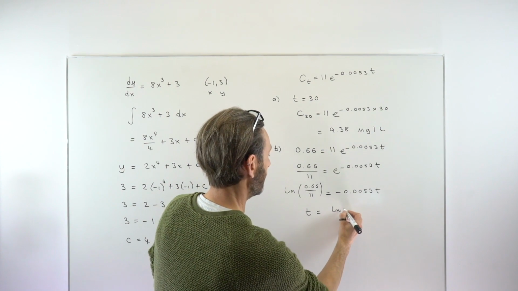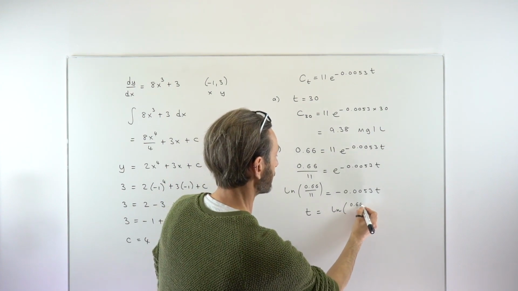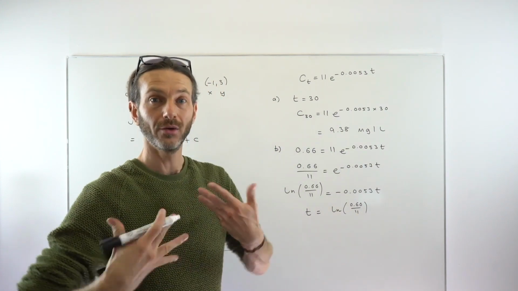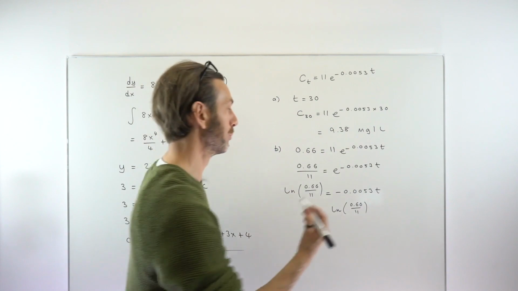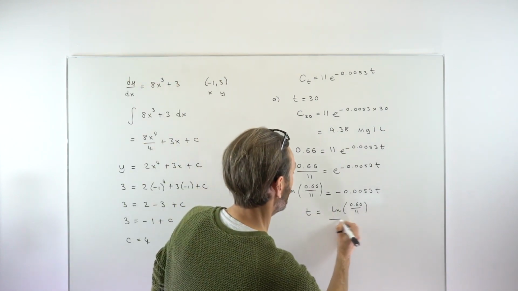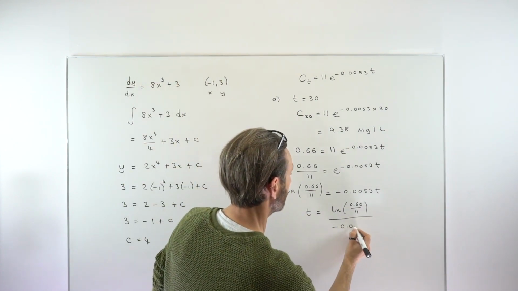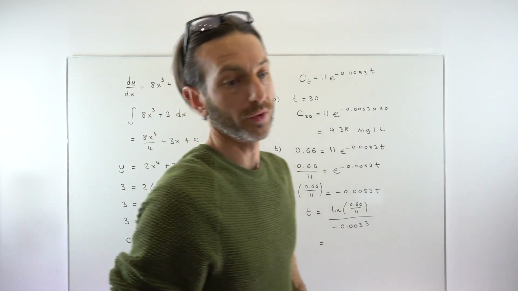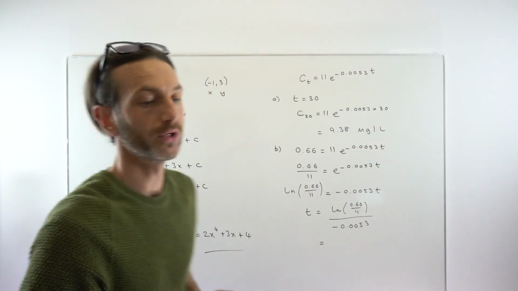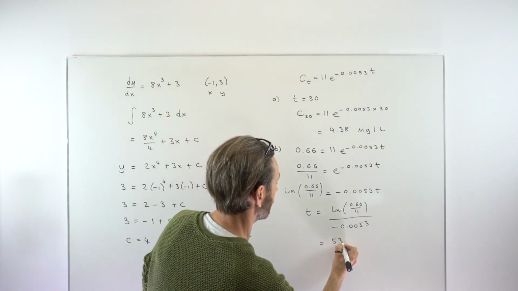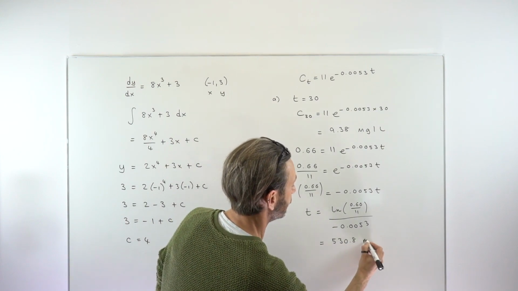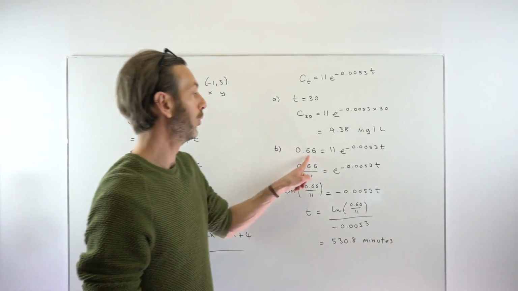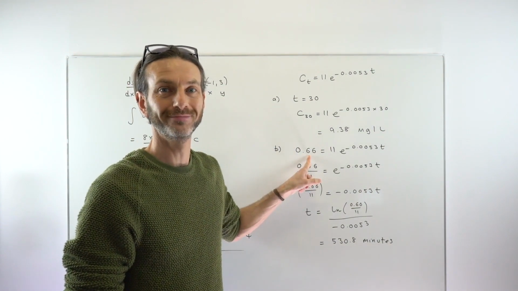So we're going to get ln 0.66 over 11. There's no real need to put this in the calculator at any point other than the final step. Otherwise, you're just going to introduce more messy decimal numbers. All of that divided by negative 0.0053. And when you do that, I will consult my cheat sheet, 530.8. And I think this question was in minutes. So 530.8 minutes, and that's when the concentration would fall to this level here.